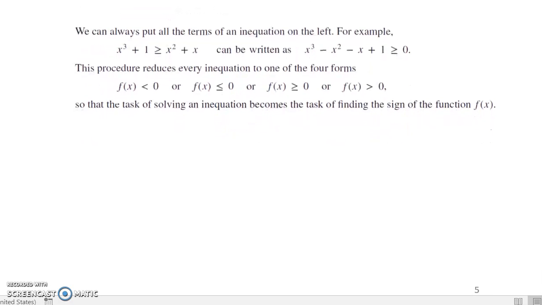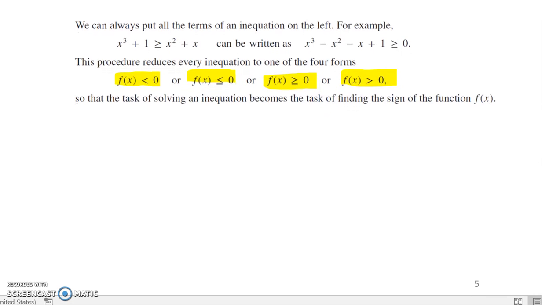So just as a reminder, we can always move terms in an inequality to the left. So you can see this example here. We're going to be doing one like it very soon. But basically what that means is we have every inequation becoming one of these cases. And that's really important for you to remember. So in other words, what we're trying to do when we solve an inequality is figuring out its sign.